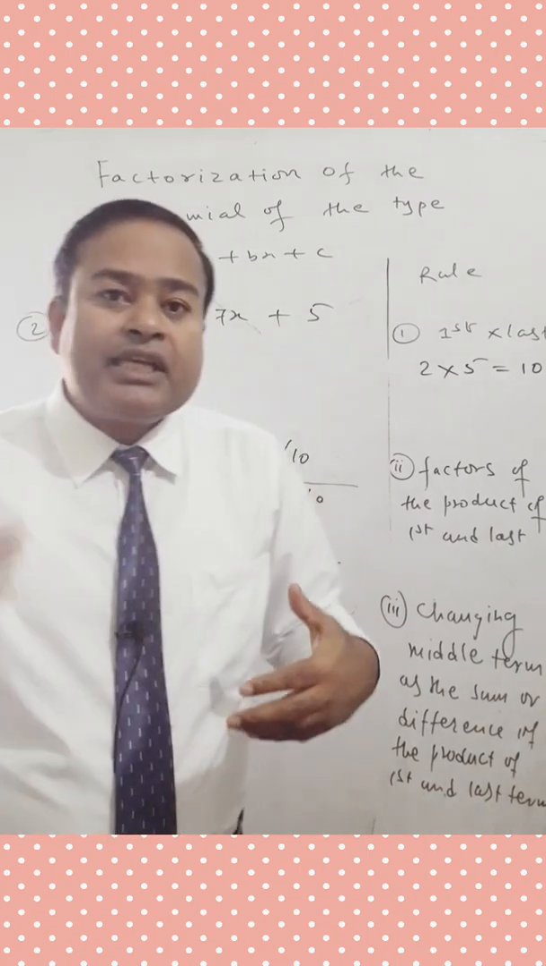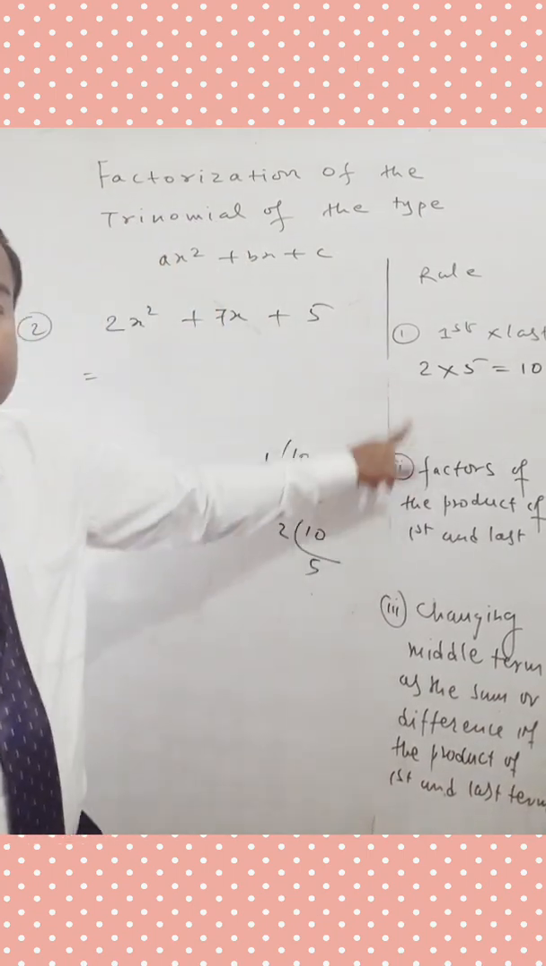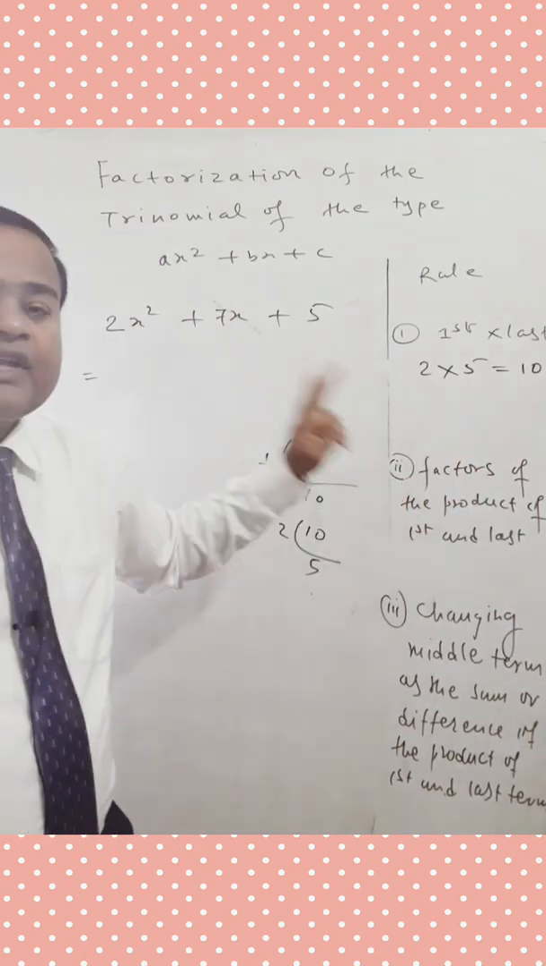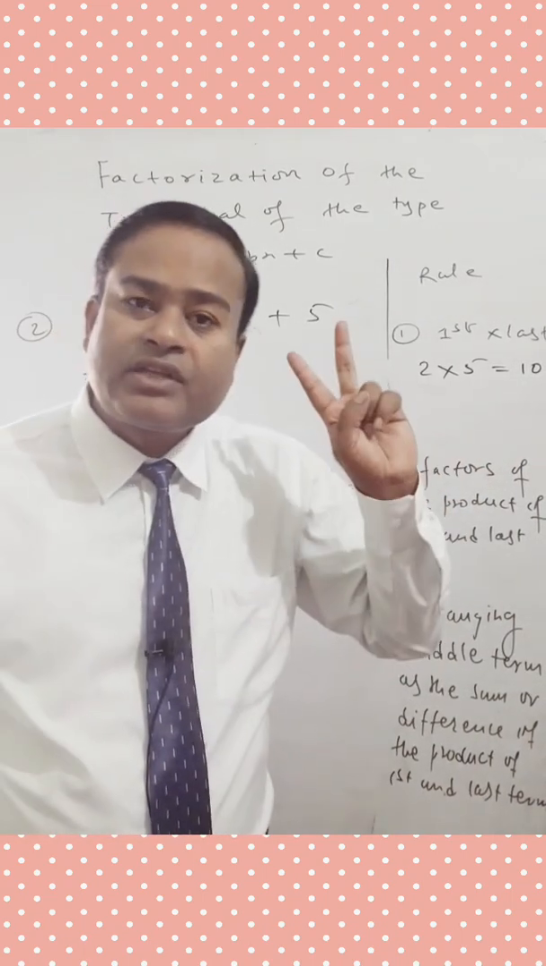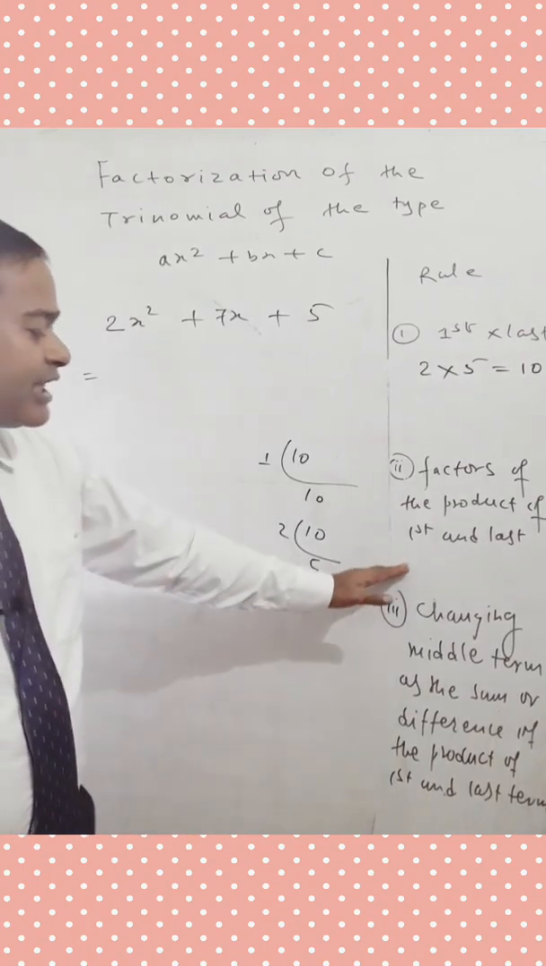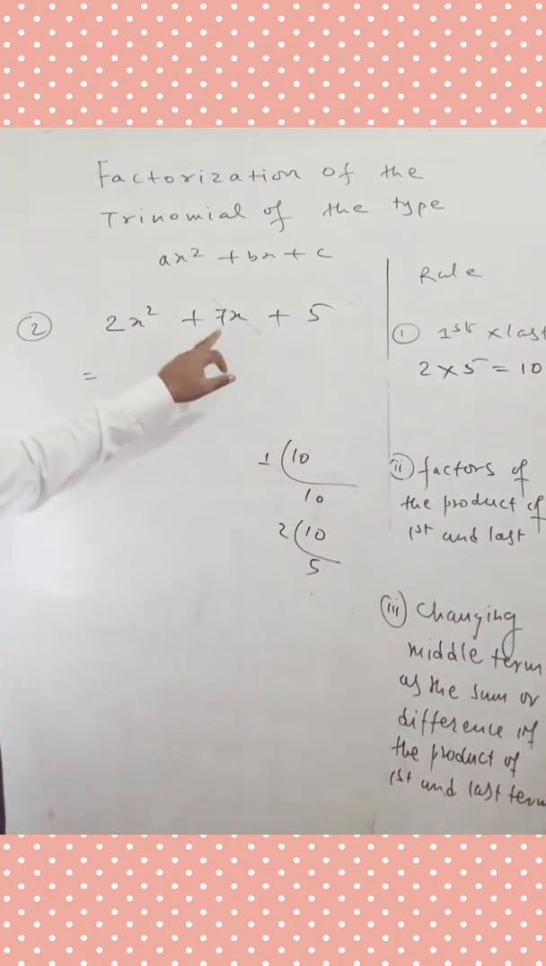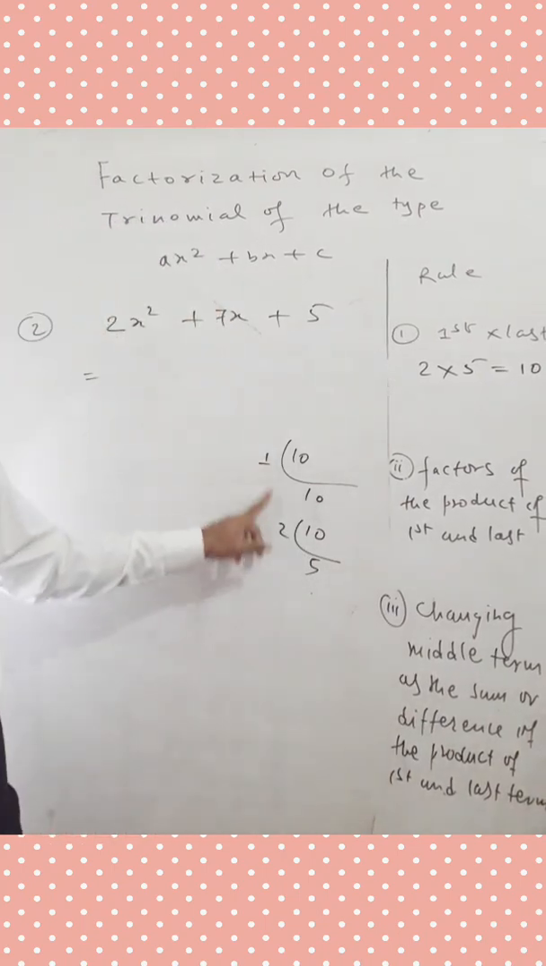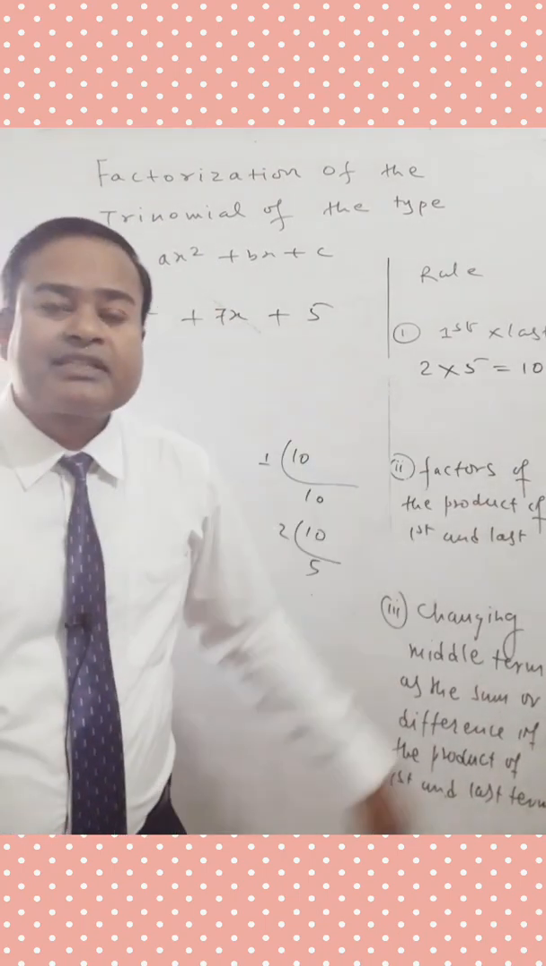So dear students, in the first step, we have to find out the product of first and last number. In the second step, we have to find out two possible factors. Then in the third step, we have to change the middle term by taking the sum or difference of the two factors of the product of first and last number.